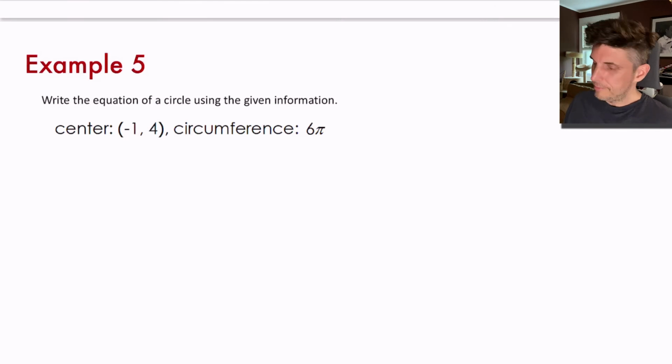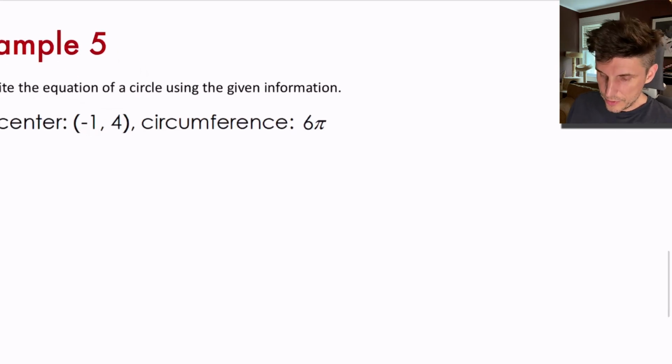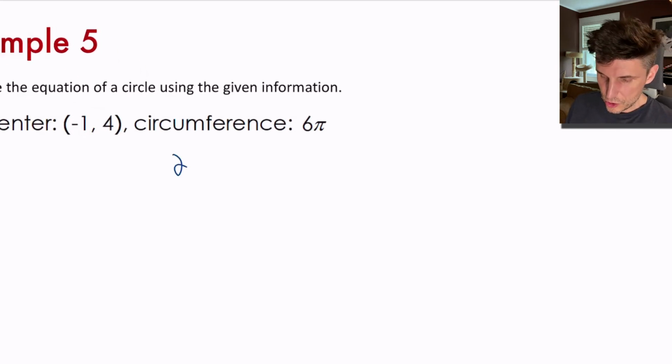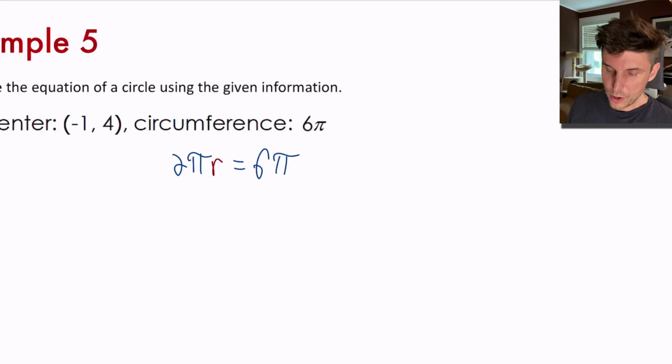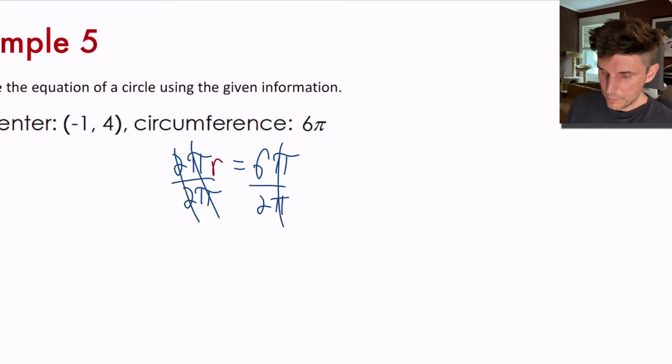All right. So again, more layers of complexity. It's like, oh, gee, they gave me the circumference. What am I to do? I have a center. I need a radius, right? So, we know that the circumference is 2 pi r, right? And they gave us a circumference. It's equal to 6 pi. So what we need to do is solve for r. How do I isolate that r? Divide both sides by 2 pi, and then you end up with r equals 3.